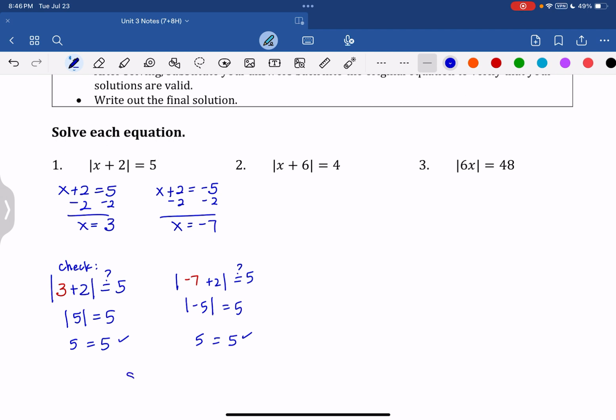Okay, so then our solutions in this case are going to be 3 and -7. The order that you write them in the set does not matter. You just have to have both of your answers listed. Okay, let's do another problem.